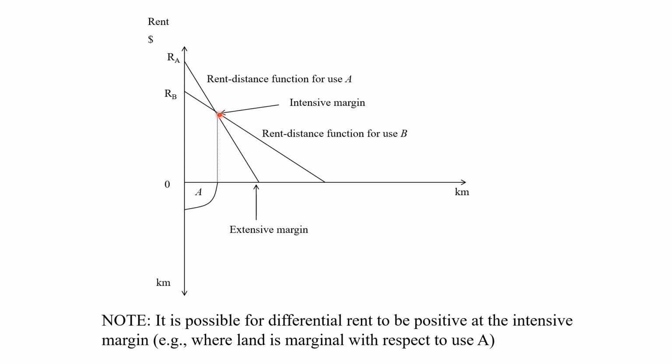So in this case, you'd go into forestry. The extensive margin, where you go to 0, where you have no profit, remains this point. But here we have what's called an intensive margin, where you'd switch from use A to use B.